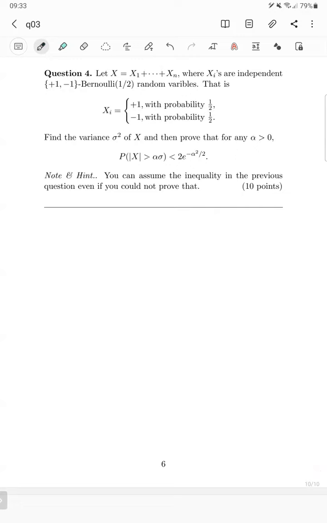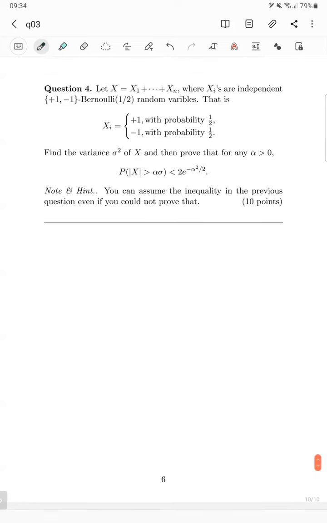Sir, we have been given the sum of Bernoulli random variables. Then it is also a Bernoulli random variable, because we know that the sum of Bernoulli random variables is a Bernoulli random variable. No, that's not correct. The sum of Bernoullis is what is known as binomial. A Bernoulli random variable only takes two values.